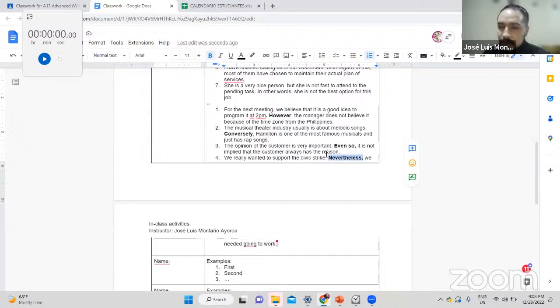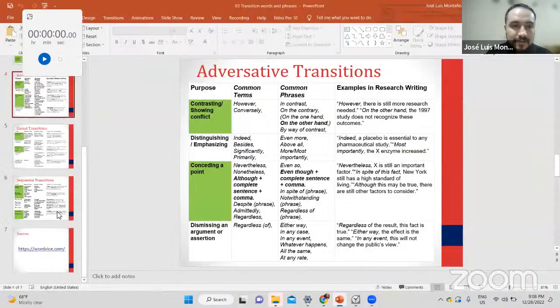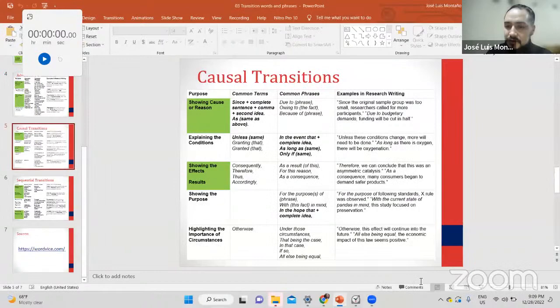So I think to me it is clear and it's good. I don't know if you have any final questions or if you are doubting about something before going to the next one, Michaela. No, teacher. Thank you. Good. Great. Let's go then to the next part, that is causal transitions.